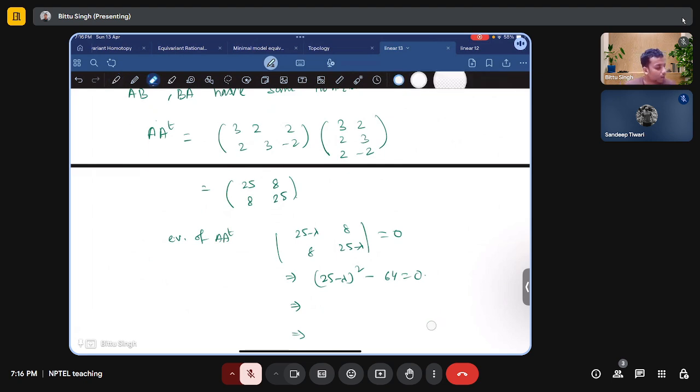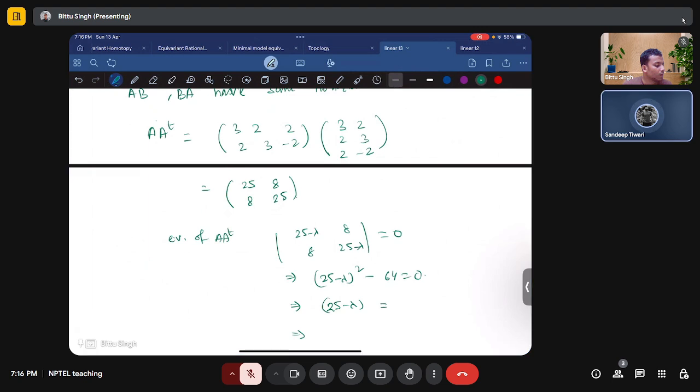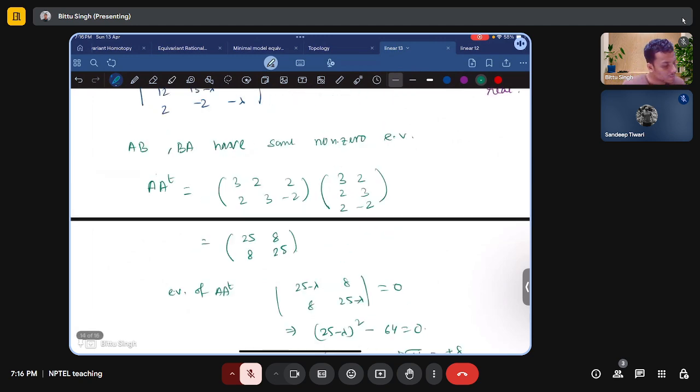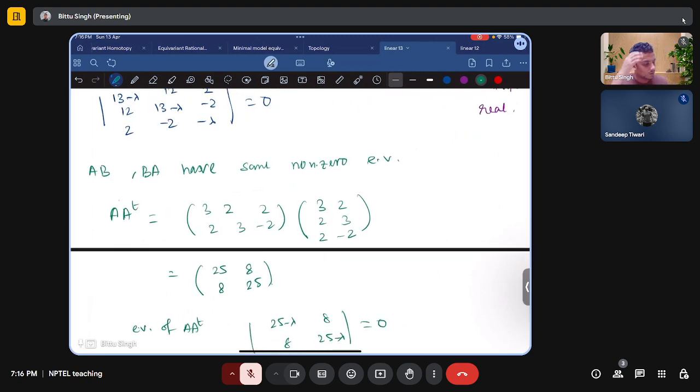Maybe a better way will be like this. I am unnecessarily making it more difficult. 25 minus lambda, whole square is 64. Square root of 64, plus minus 8. So lambda is 25 plus 8, that is 33, and another one will be 24. Maybe I am making some mistake because it should not be like this.